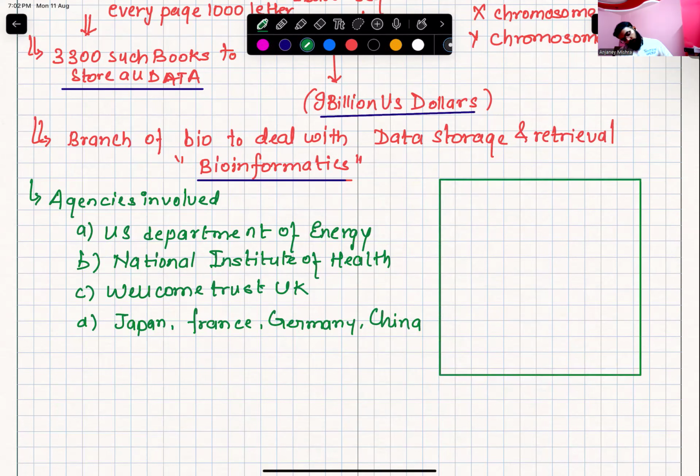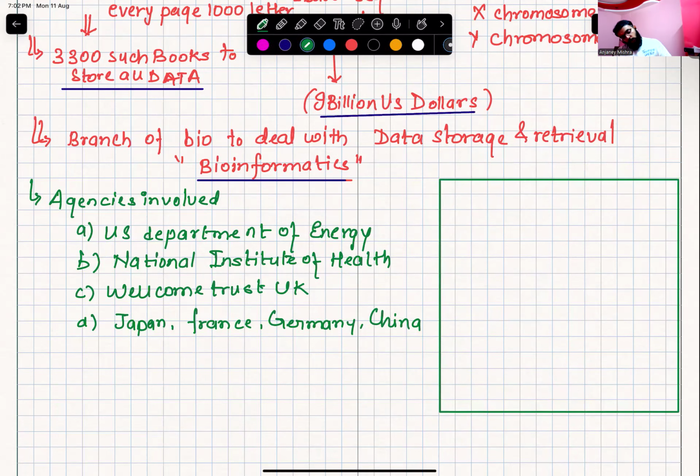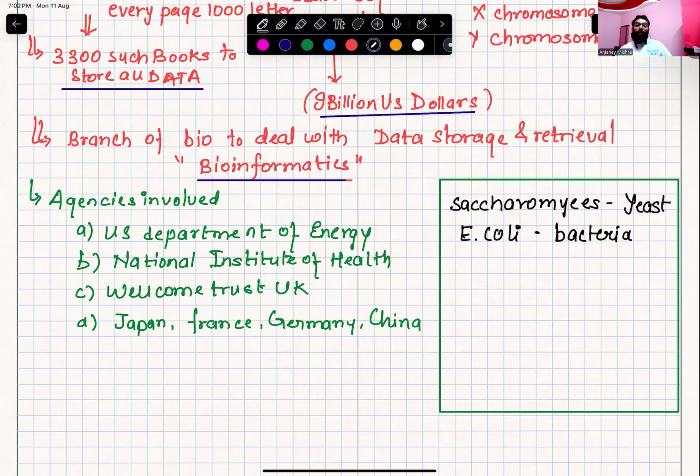Yes, sir. Now, is there any other organism whose genome has already been sequenced? Answer is yes. We have already got genome sequence of Saccharomyces. What kind of organism is it? Yeast, which is a type of fungi. And we have already got it for E. coli. We have sequence of Drosophila, the fruit fly, the one which was used in linkage experiment. We have it for Caenorhabditis elegans, C. elegans, which is a nematode roundworm.